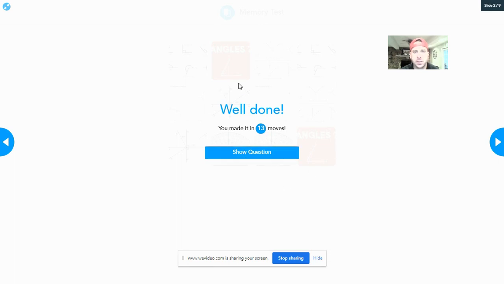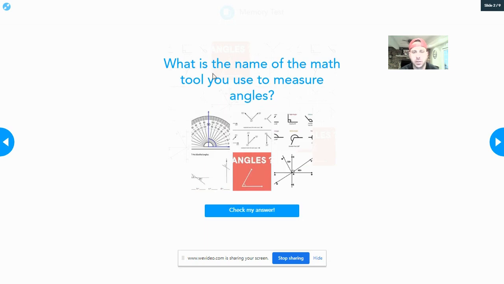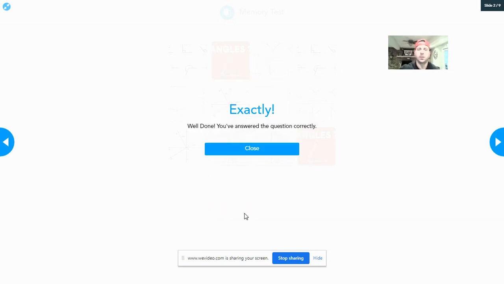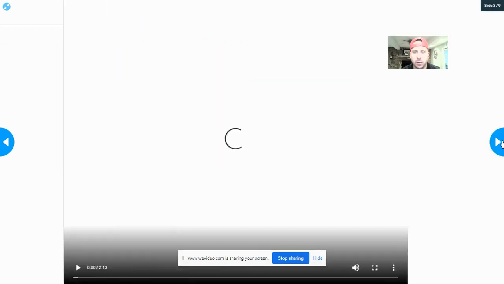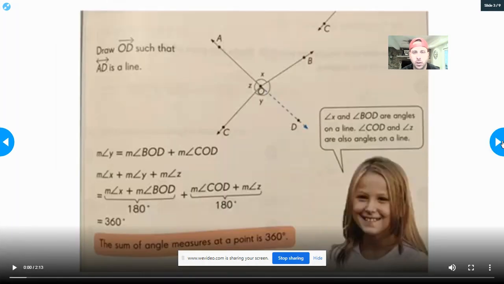What is the name of the math tool you use to measure angles? What is the name of that tool? The protractor. Okay, that was just a fun little warm-up activity here. So now we're going to go into a video walking you through more about angles at a point.